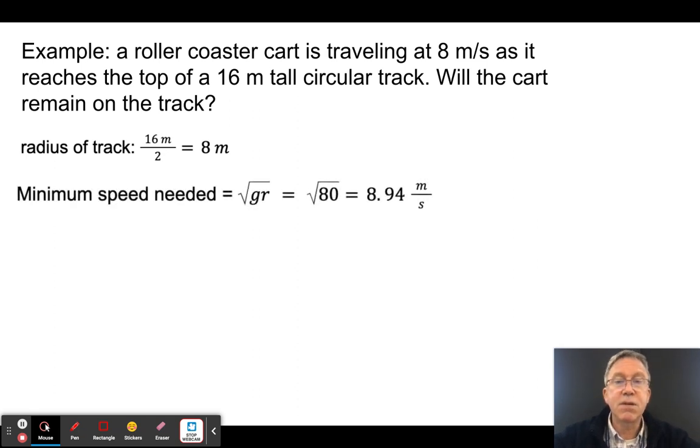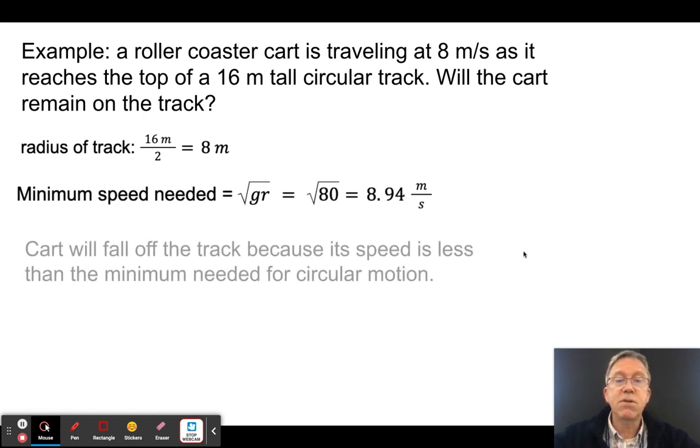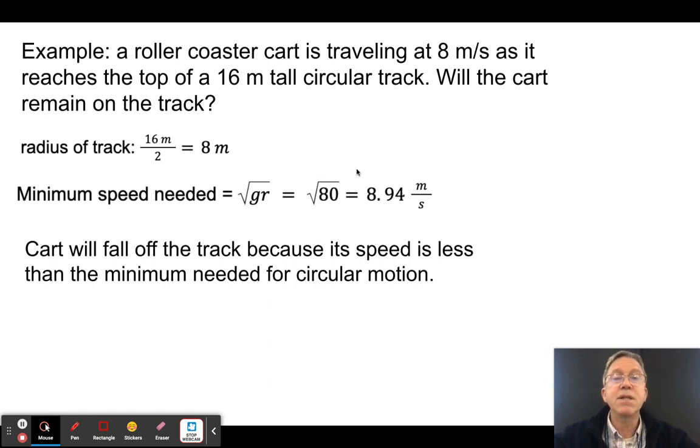The next thing I would do is say, well, I've memorized or derived that the minimum speed necessary at the top to stay in a circular path is root gr, and that would be root 80, which is 8.49 meters per second. Unfortunately, you're only traveling 8 meters per second, so this cart is not going to make it over the circle. It's going to fall. If it was going this speed, it would make it.